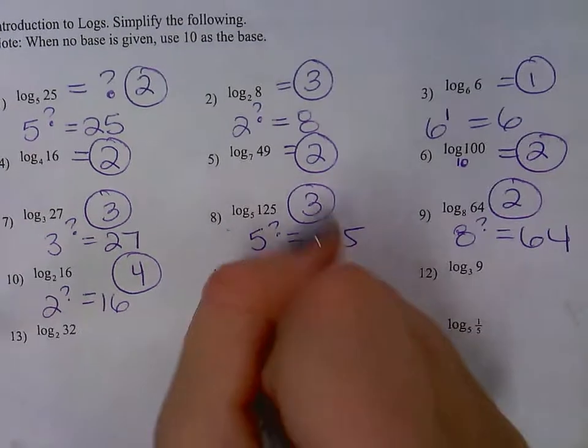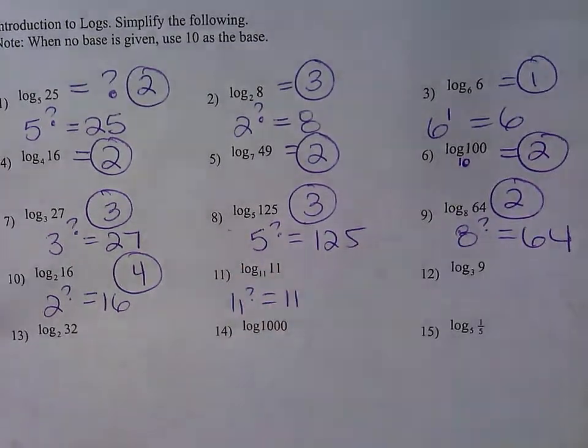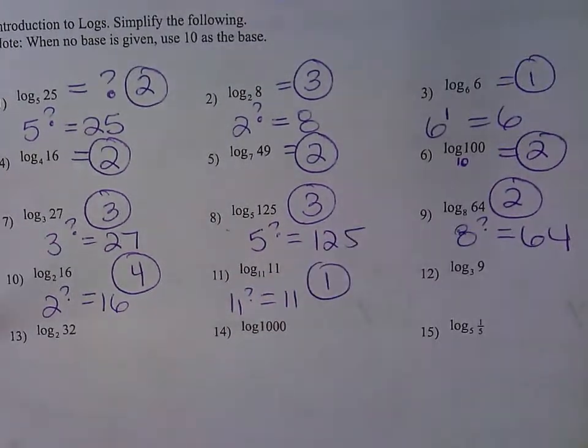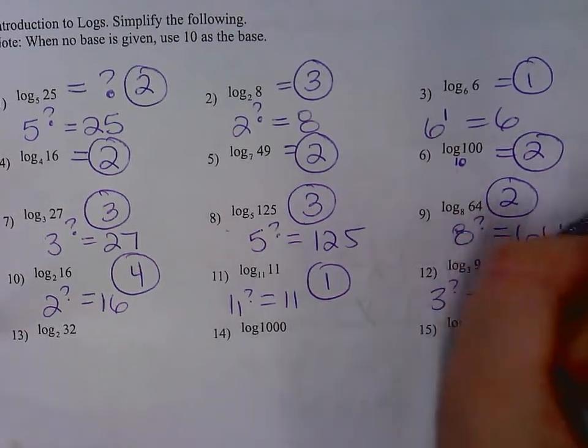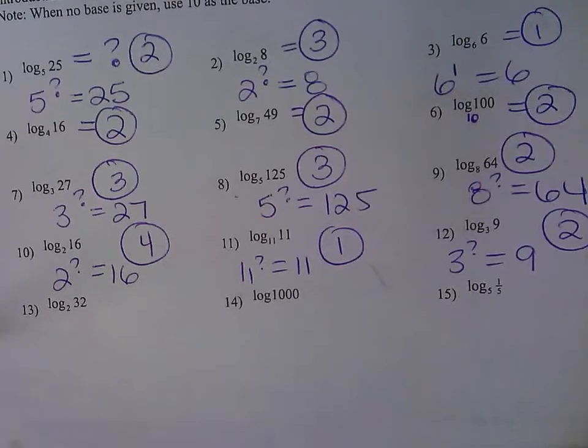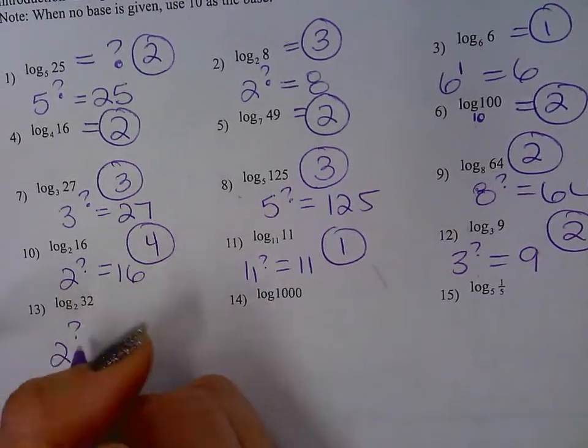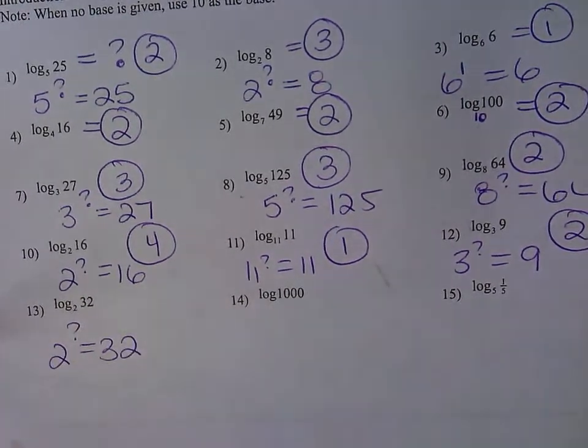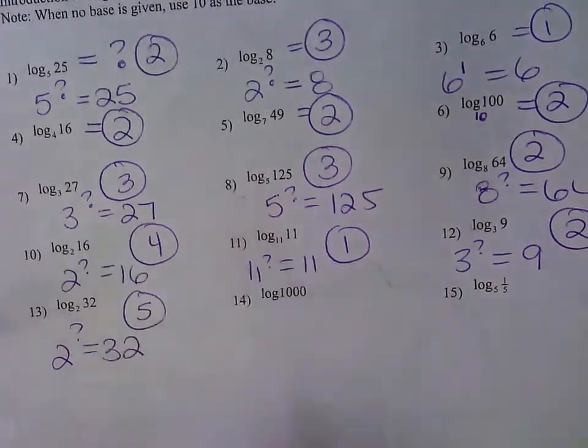11 to what power is 11? 3 to what power is 9? Here's a tough one. 2 to what power is 32? You can count them on your fingers. 2 times 2 is 4, times 2 is 8, times 2 is 16, times 2 is 32. So it's 2 to the 5th power.